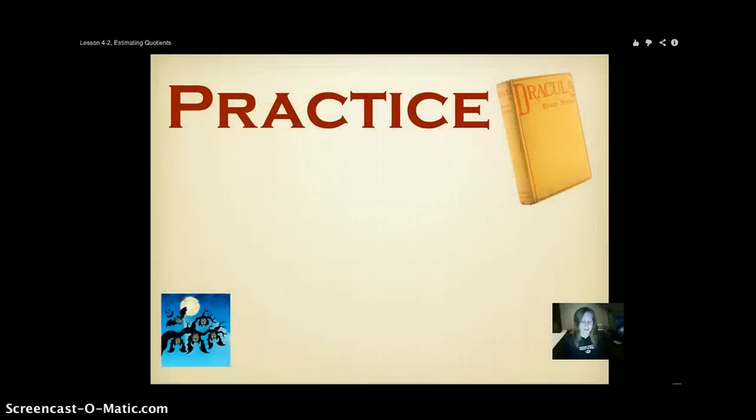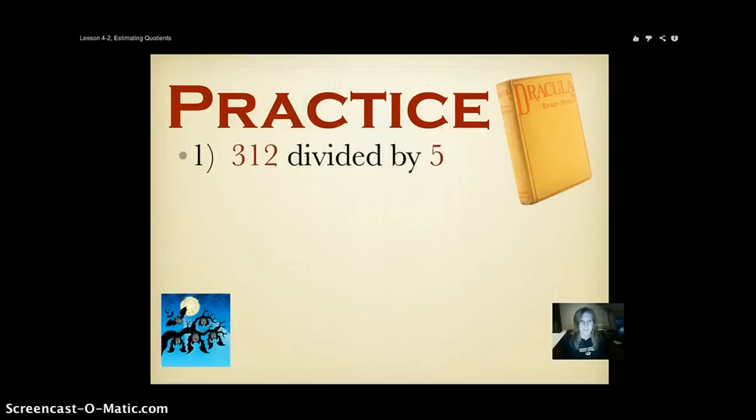So let's do some practice problems. Our first one is 312 divided by 5. A quick note of advice: check first to see if you can easily round to the greatest place value and if you can divide that number by 5 using mental math. If you can't, then use compatible numbers to solve it. Pause and push play when you're ready.